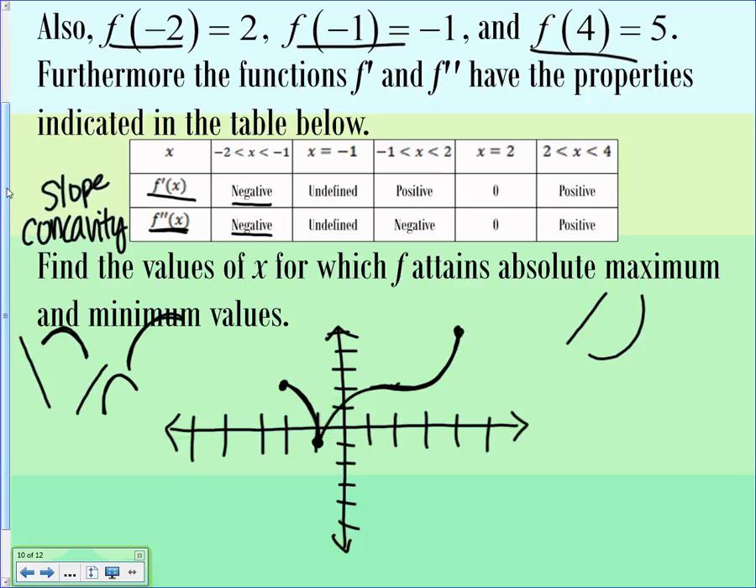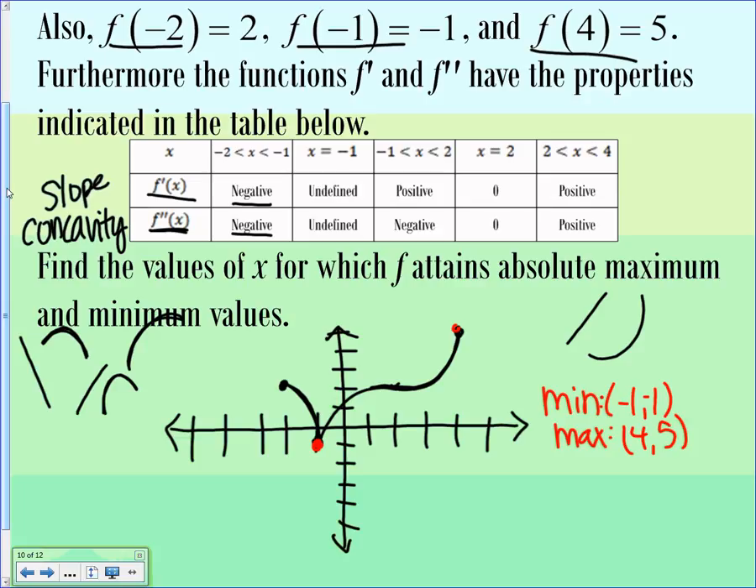It wants to know where does it obtain a maximum and where does it obtain a minimum. Well, the minimum is this point right here, which is -1, -1. And then our maximum is this point right here, which is 4, 5. And so that would be your answer along with the graph.